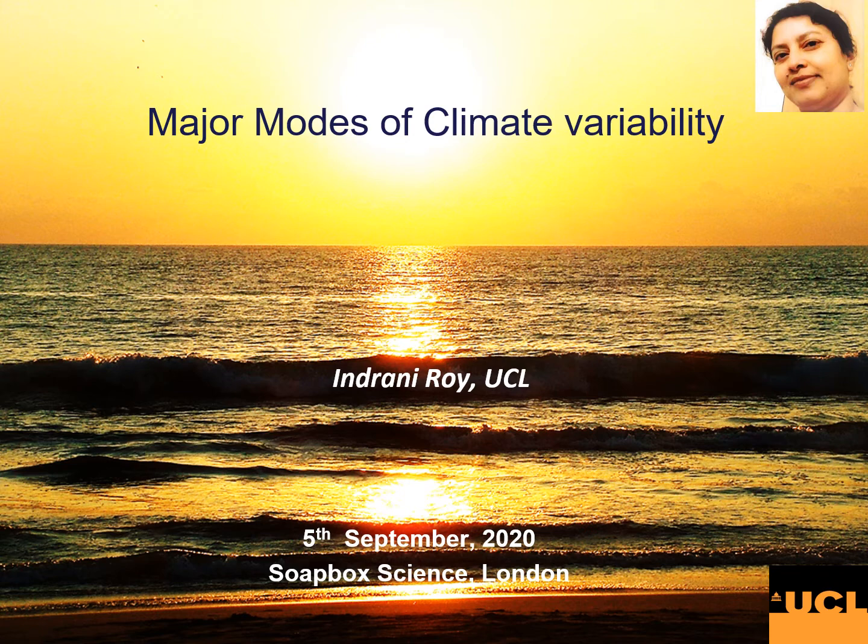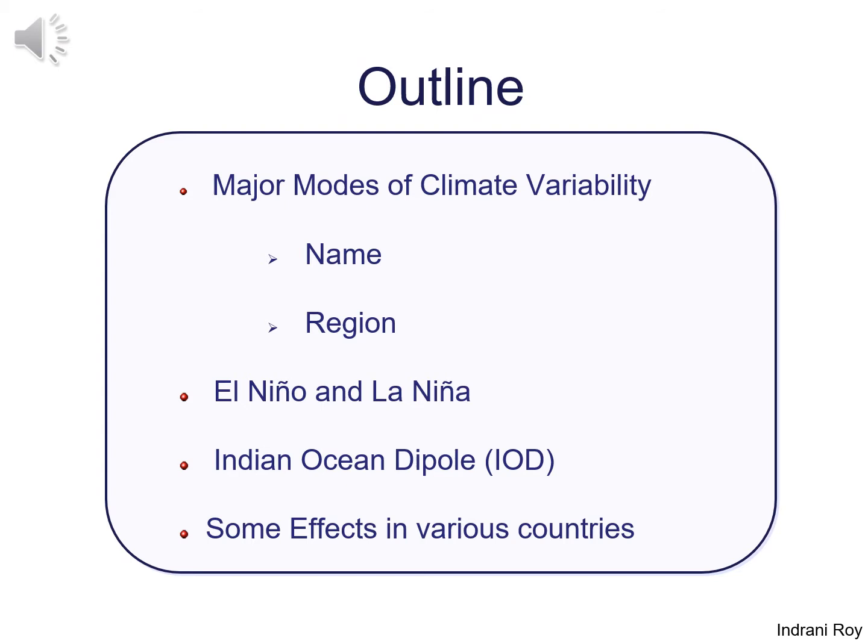Why will I discuss major modes of climate variability? Because they control the weather and climate of various regions of the globe. I will familiarize you with names of various modes of climate variability. Some of the names you have already heard before. What regions are affected by those modes? Then I will talk briefly about El Nino and La Nina. Many of you have already heard those names. Then I will talk about what the Indian Ocean Dipole is, and then some effects in various countries due to those modes.